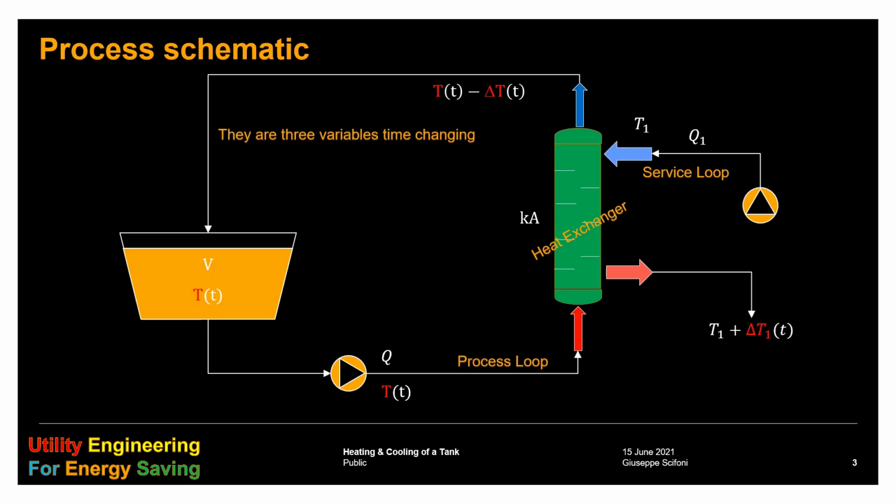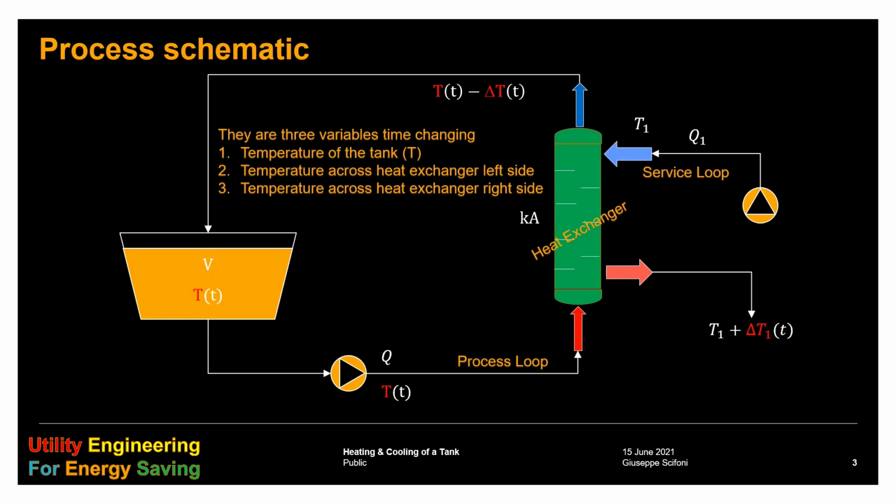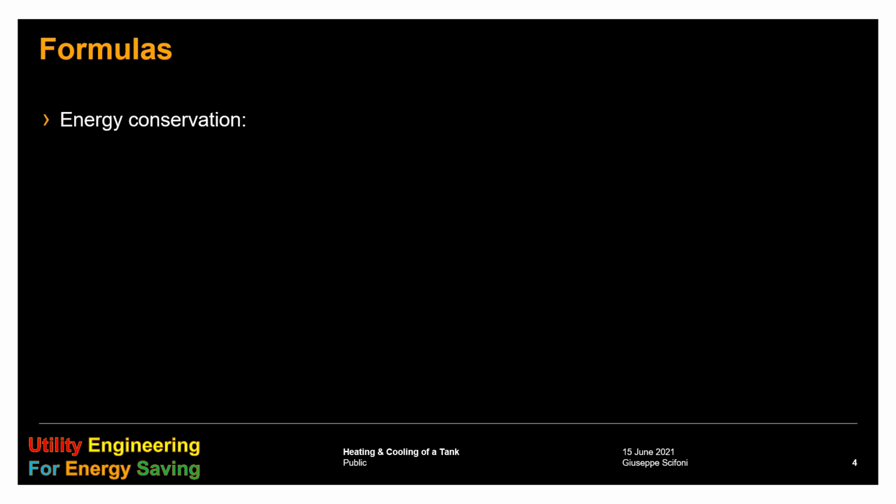What is changing? Apart from the temperature of the tank T, the delta T across the heat exchanger on the left side and the delta T on the right side. Totally, we have three variables plus the heat exchanged, also four unknowns. To solve the problem, we need four equations. The equations we write are two coming from the energy conservation and two from the heat transfer laws.